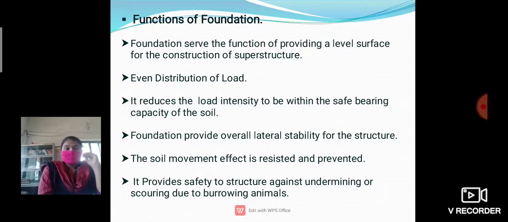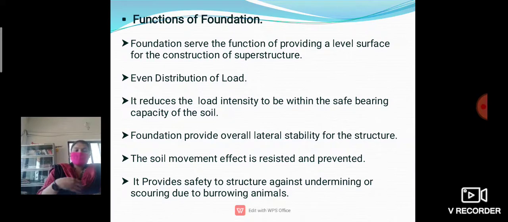So the functions of foundation: it provides a level surface for the construction of the superstructure. Even distribution of load, it reduces load intensity to within the safe bearing capacity of soil. Here the point is the bearing capacity of soil, that I already told you about. What is the bearing capacity? The foundation provides overall lateral stability for the structure. The soil movement effect is resisted and prevented. It provides safety to the structure against undermining or scouring due to burrowing animals.